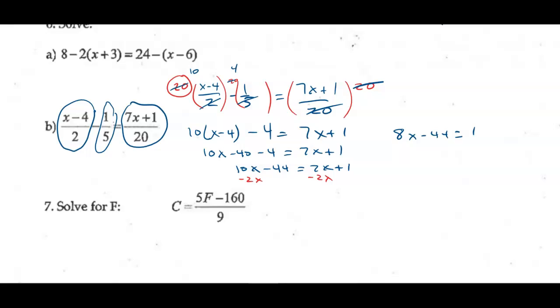Yes, hold on a second. My own handwriting got the best of me. That is not a 2. That is clearly a 7. So that's not an 8. Sorry, my 7 looked like a 2 for a second. So it's 3x minus 44 equals 1. Add 44. I get 3x equals 45, and there you get your x equals 15.